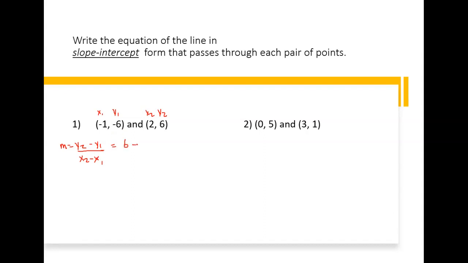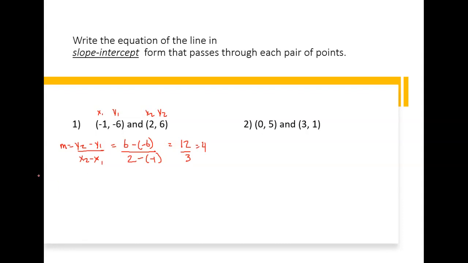So my y2 is 6, my y1 is -6, over x2, which is 2, take away x1, which is -1. So I have 6 take away -6 over 2 minus -1. So 6 take away -6 is going to be like adding, so I get 12. 2 take away -1 is going to be the same thing, so it'll be like adding, so I get 12 over 3, which gives me a slope of 4.